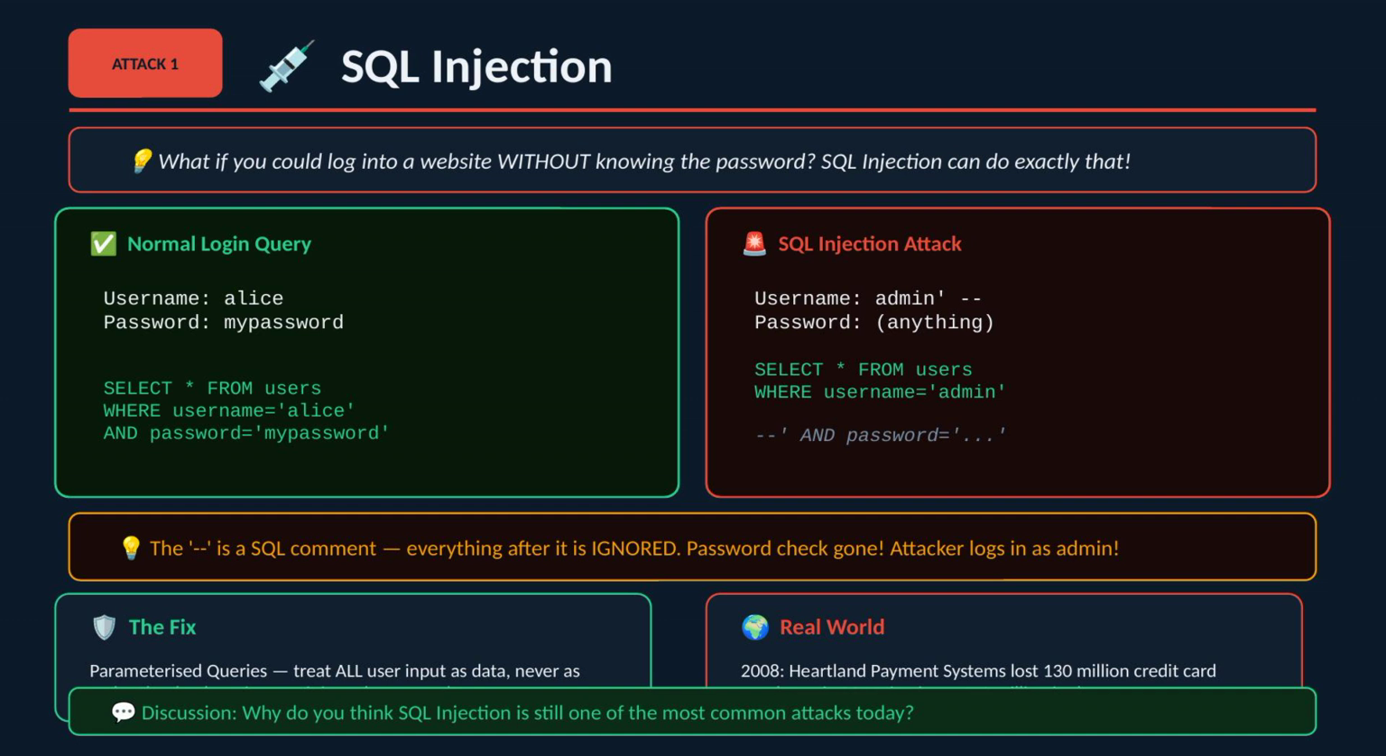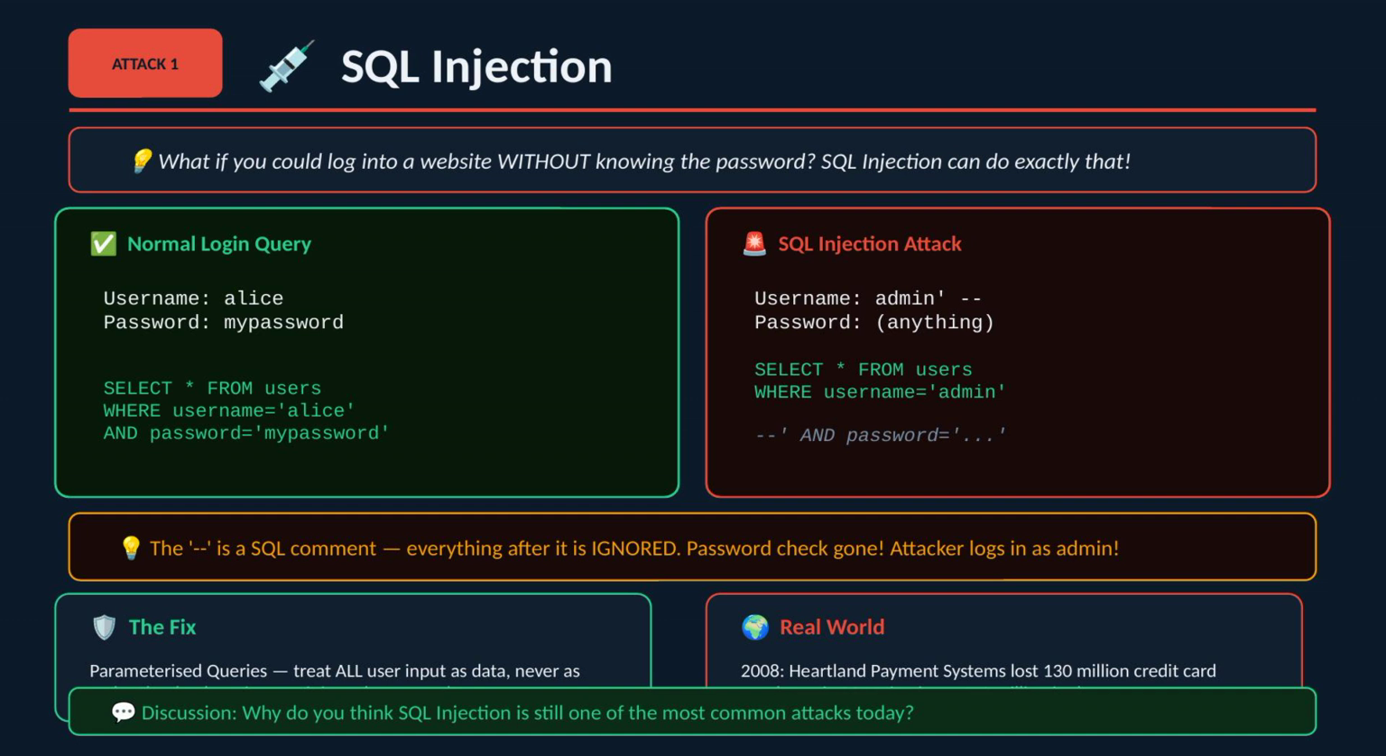Most websites store their data in a database. The website talks to the database using a language called SQL, or Structured Query Language. When you type your username into a login form, the website builds a query like this. Select star from users, where username equals Alice, and password equals my password. That query asks the database, do you have a user called Alice with that password?